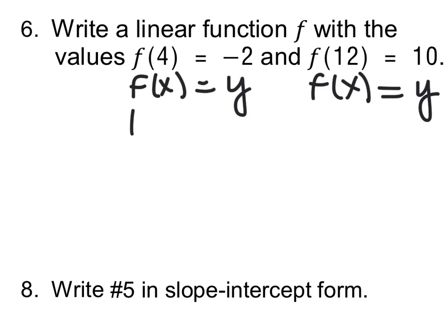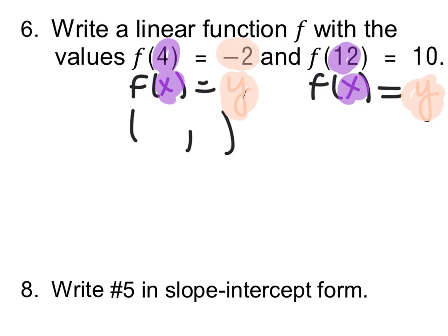So what that is telling us is that in this ordered pair, x is 4. In this ordered pair, x is 12. And it's also telling us that y is negative 2 for the first one, and y is positive 10 for the second. So I go ahead and fill those in. My ordered pair is (4, -2), and my second ordered pair is (12, 10).